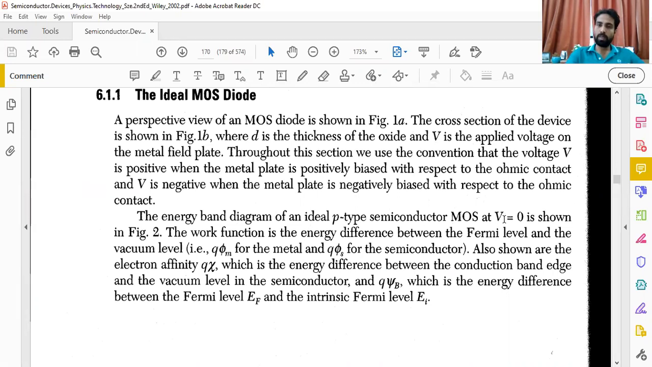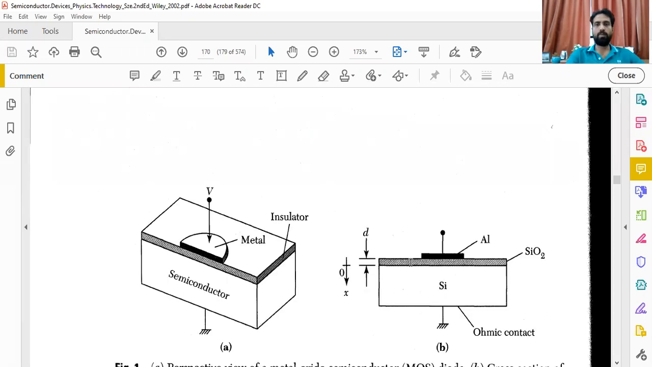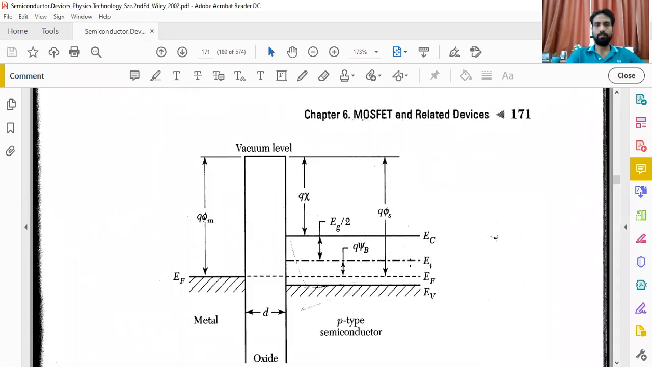So what kind of energy band gap diagram has been taken? It is for the ideal p-type semiconductor MOS. The work function is the energy difference between the Fermi energy level and the vacuum level. Here, if you see, that is Q phi m for the metal and Q phi s for the semiconductor. That's very important. So here we have just taken this Q phi m and are talking about Q phi s.